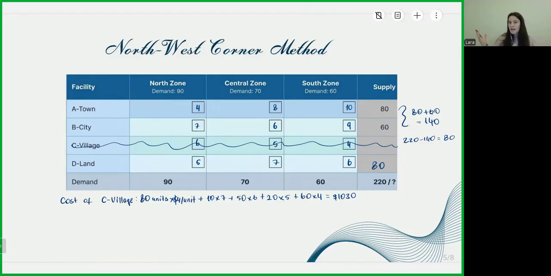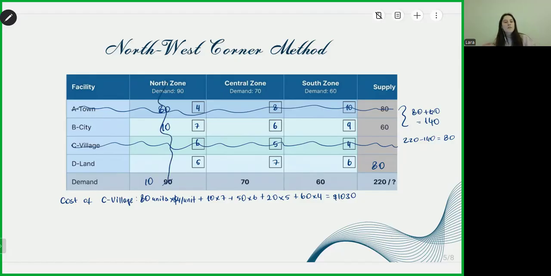So I'm going to find the northwestmost corner. It's going to be this one. 80, 90. Which one is smaller? 80. Okay, so I can cross A town out. 90 minus 80, I have 10 left. So I'm going to find the next northwestmost corner. It's going to be the one below, but north zone does not need a lot. It only needs 10. So I'm going to write 10 here because 10 is less than 60. So I'm going to cross this one out this time.